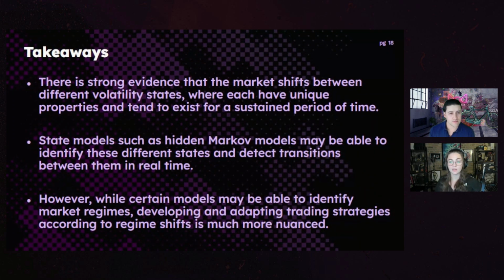So some takeaways. There's strong evidence that the market shifts between different volatility states, and they each have their own unique statistical properties and tend to exist for a sustained period of time. State models, such as hidden Markov models, may be able to identify these different states and detect transitions between them in real time. However, while certain models may be able to identify these regimes, developing and adapting strategies according to regime shifts is much more nuanced. One that I arguably haven't figured out yet.